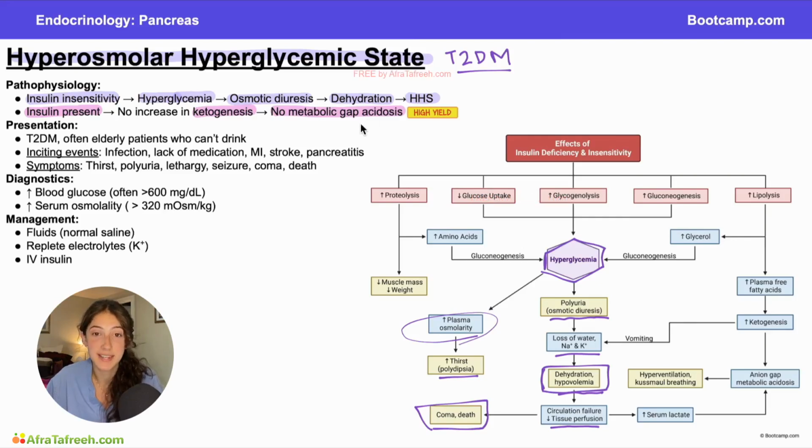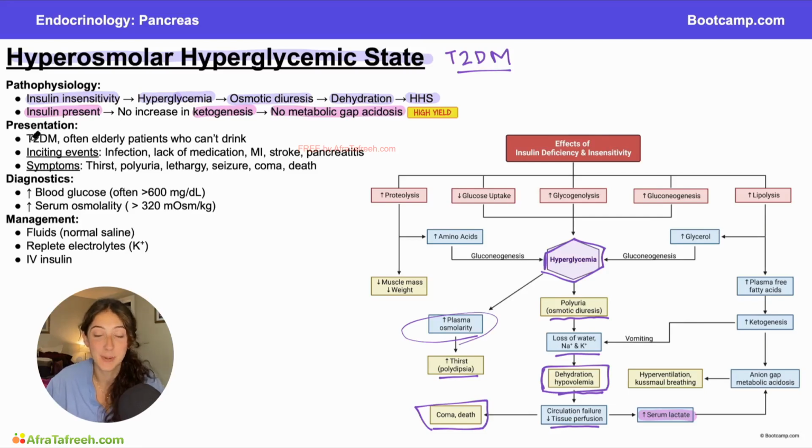While patients with HHS may have an acidosis, certainly due to this elevation in serum lactate that can arise from decreased tissue perfusion, this lactic acidosis will not rise to the level of an anion gap metabolic acidosis, and it's really important for you to remember that in HHS, usually the anion gap is normal, whereas in DKA, that anion gap should be severely elevated. A great way to distinguish between these two pathologies on a Step 1 question.